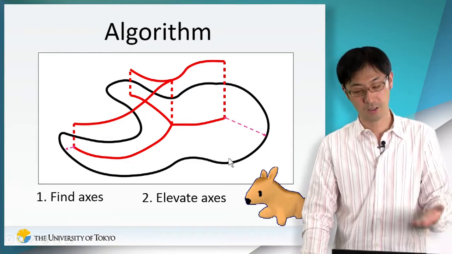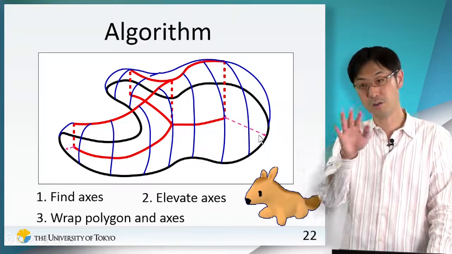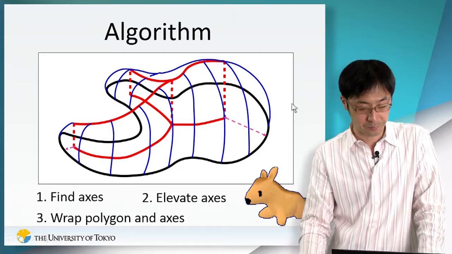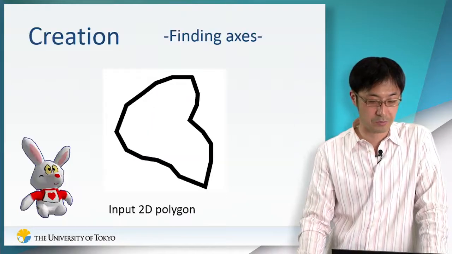And after that, the remaining task is just simple. We just put the overall shape around the axis and the silhouette to get the final result. So this is the overview. And let me describe it step by step.